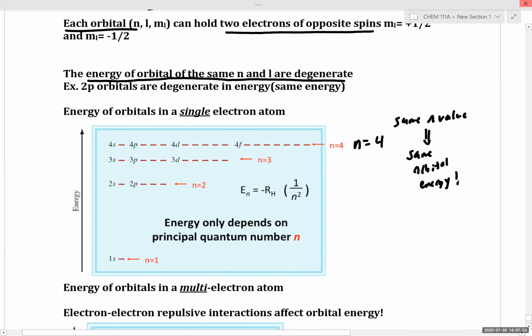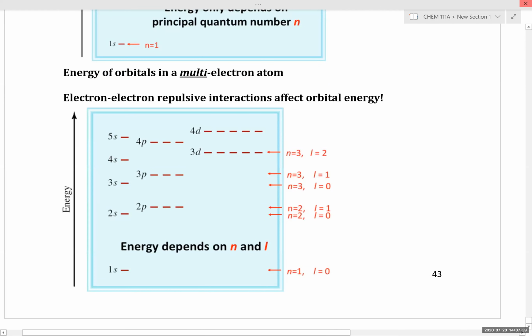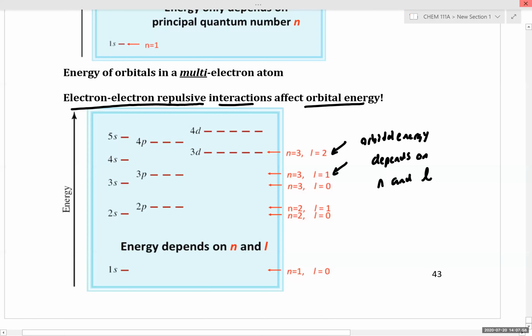Okay, wonderful. Now, I'd like you to compare. Here's our picture for a single electron atom, our picture of orbital energy as a function of n. When we look at a multi-electron atom, we suddenly see a dependence where our orbital energy depends on n and L. That is because electron-electron repulsive interactions directly affect your orbital energy.